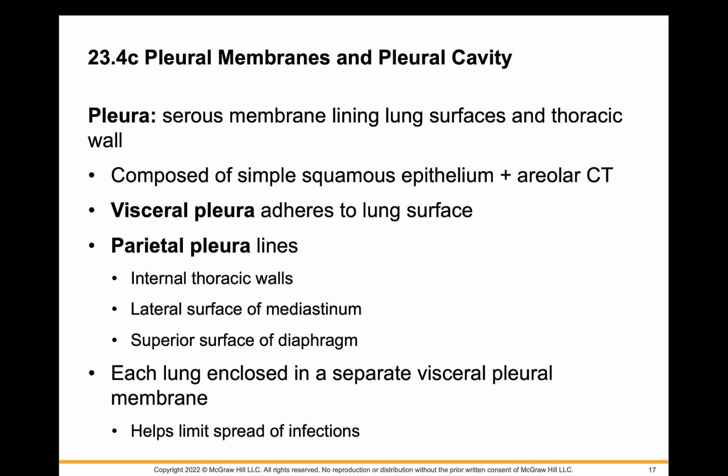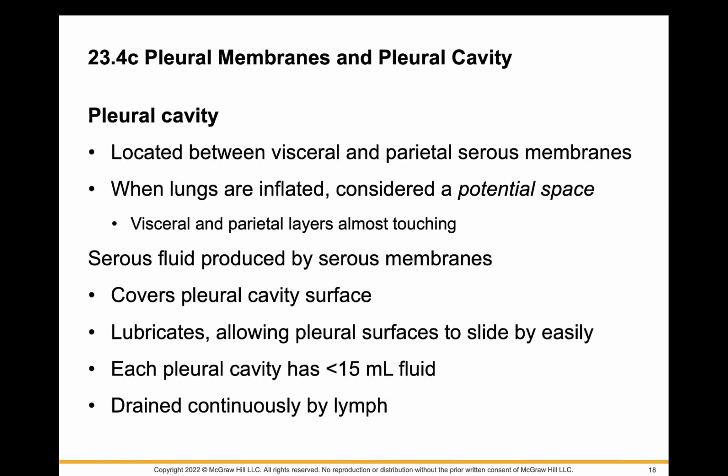You have the visceral pleura. This is the part that is adhering to the surface of the lung. There's also the parietal pleura. This actually lines the internal thoracic wall, the lateral surface of the mediastinum, and the superior surface of the diaphragm. It is important to keep in mind that each lung is enclosed in a separate visceral pleural membrane, and this plays a role in limiting the spread of infections as they are independent of each other.